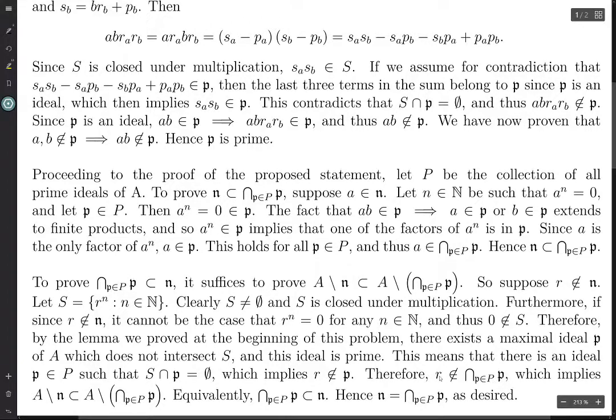And so every element which is not in N is also not in this intersection. Equivalently, every element in this complement is contained in this complement, and then equivalently, the intersection is contained in the nil radical. So we have inclusion in both directions, and therefore the nil radical is equal to the intersection of all prime ideals. And that's exactly what we wanted to prove.